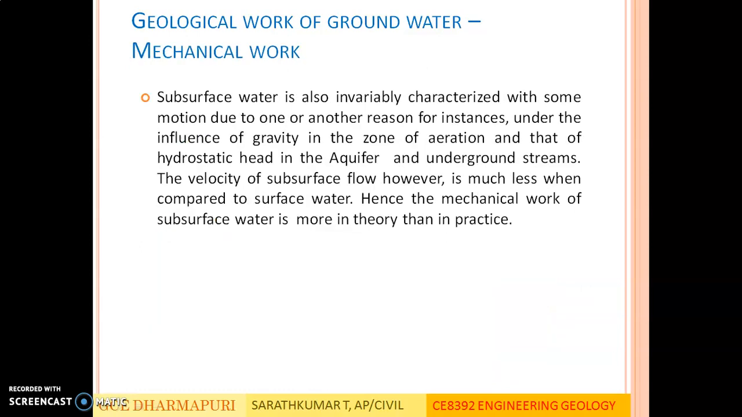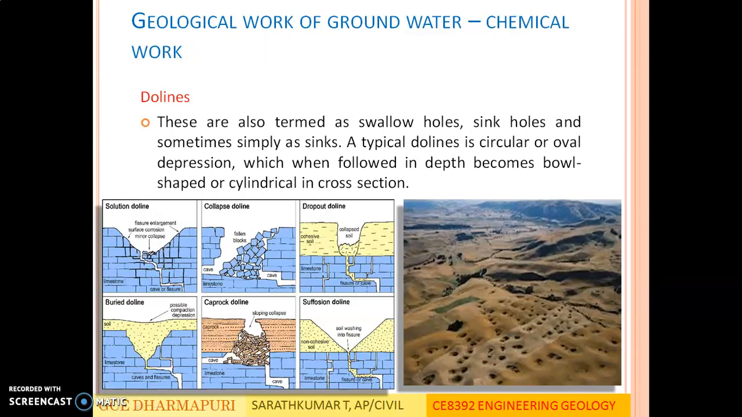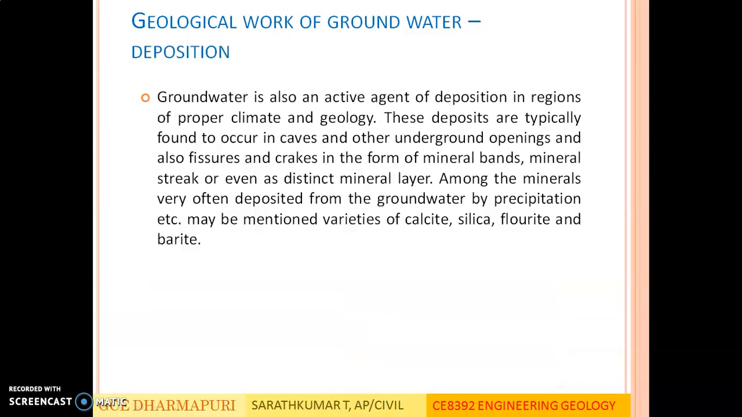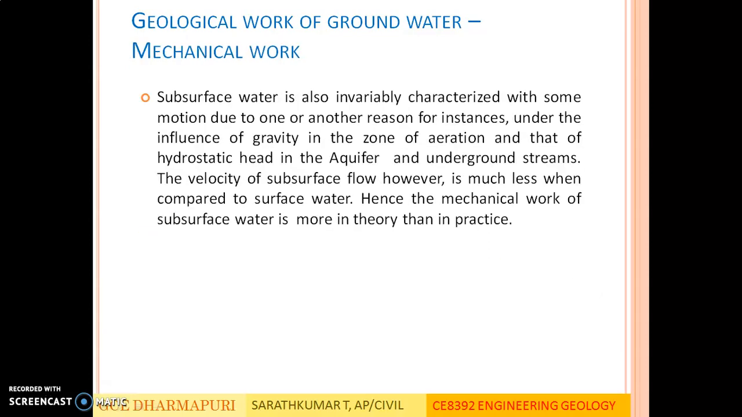So, geological work of groundwater. In chemical work we have seen that through erosion the natural forms formed by the geological work of groundwater are dolines, caves and blind valleys, whereas the natural forms made by deposition are stalactites and stalagmites. Mechanical work.